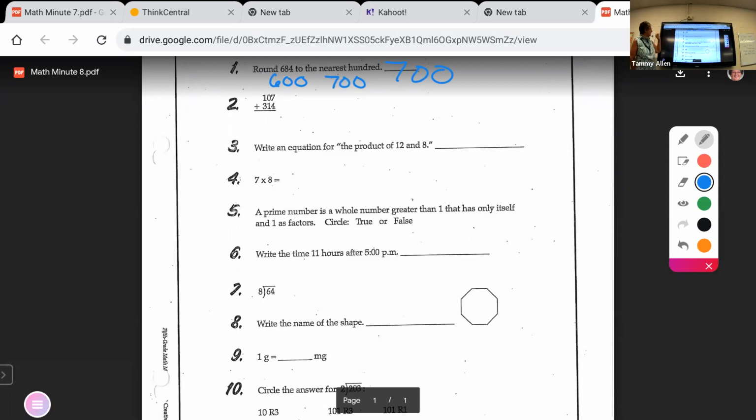Good. How about adding 107 and 314? What is the sum, Peyton? 421. And number 3, the word equation. The word equation tells us there's going to be an equal sign in there. The word product. What does the word product tell us we need to be doing as an operation?